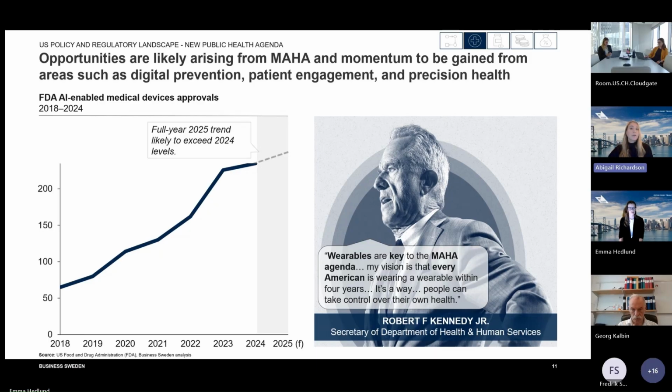Specifically for AI devices, we saw about 60 that were approved in 2018. But now more than 220 were approved in 2023, and we expect this to continue. This signals not only that there is growing innovation in the space, but also more acceptance of these tools here in the US.